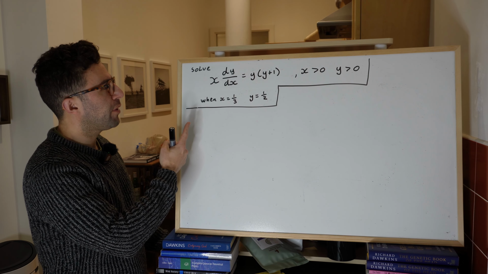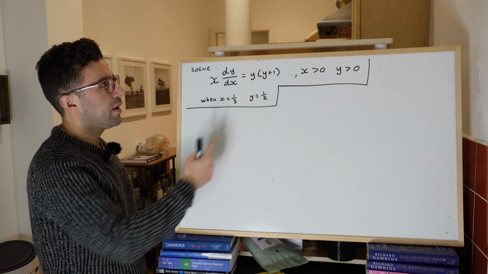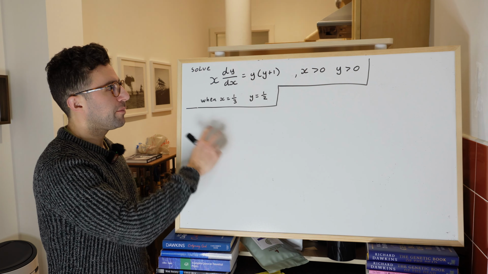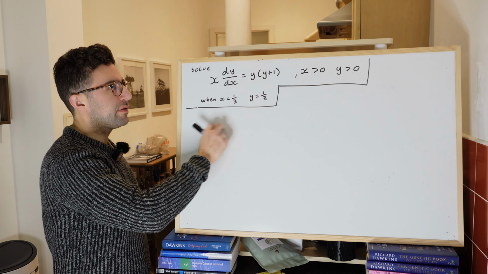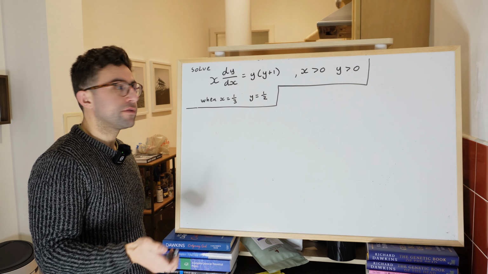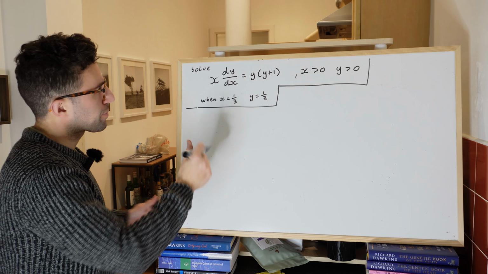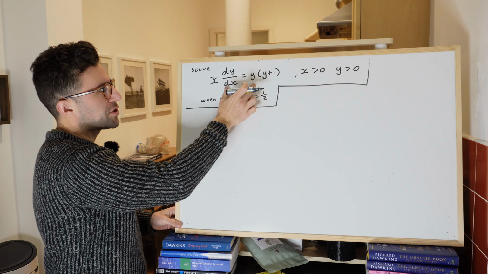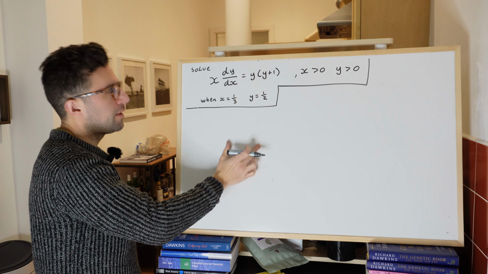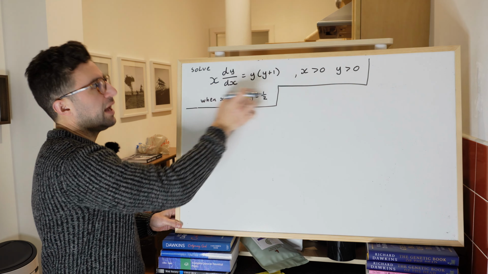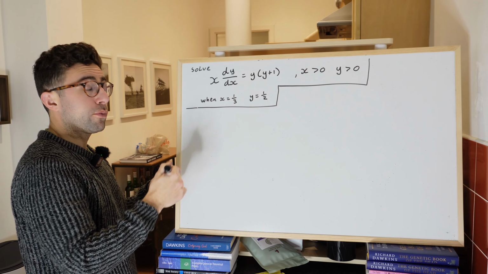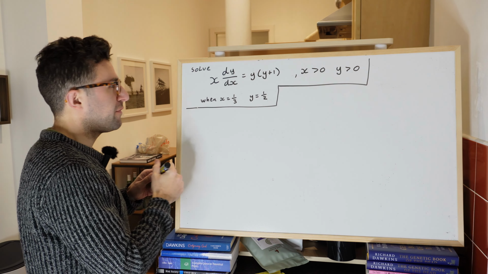Solve x dy by dx equals y times y plus 1, x and y both positive, and you've got some condition here. Differential equations, let's do it. So first thing with differential equations, always you need to get the x's together and the y's together, or whatever the letters are. It's called separating the variables.